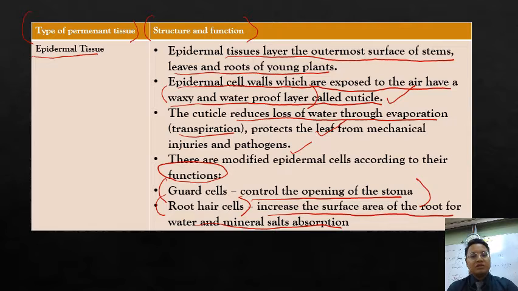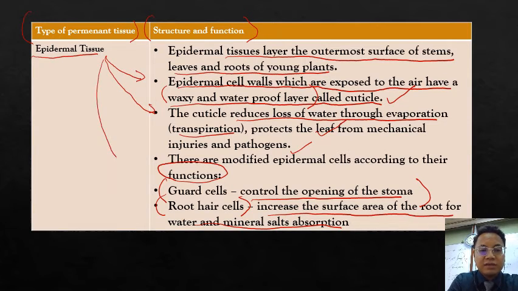So what you need to focus on here is the function of epidermal tissue, the characteristics of epidermal tissue, and also some examples of modified epidermal tissue.